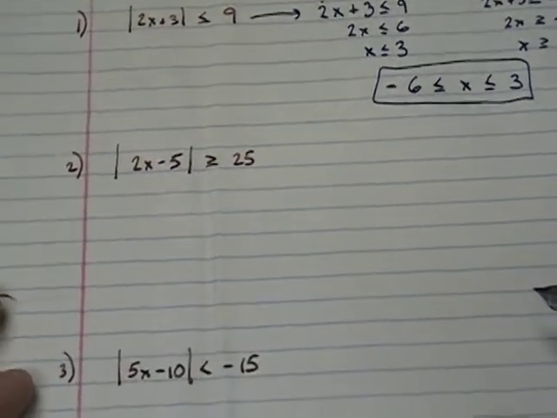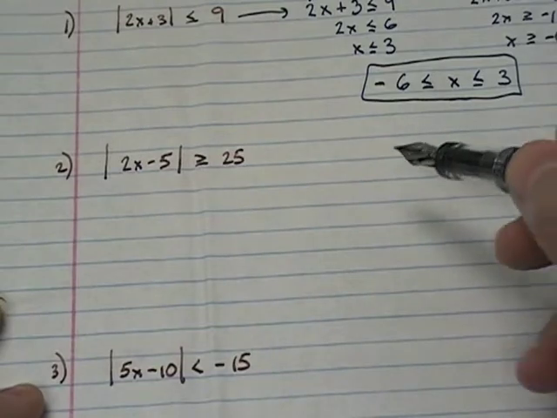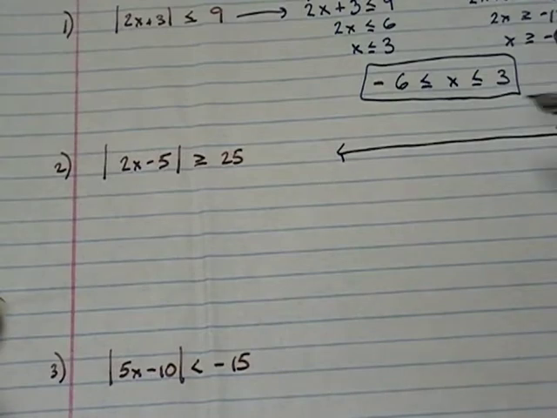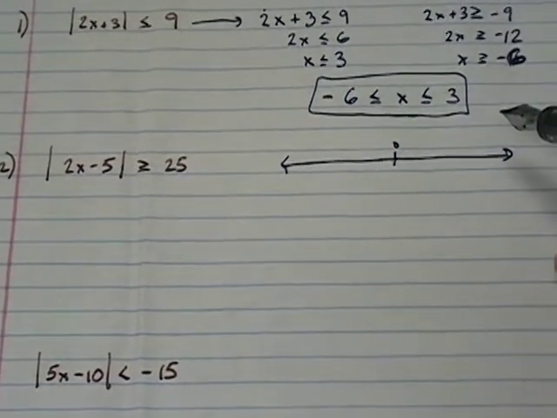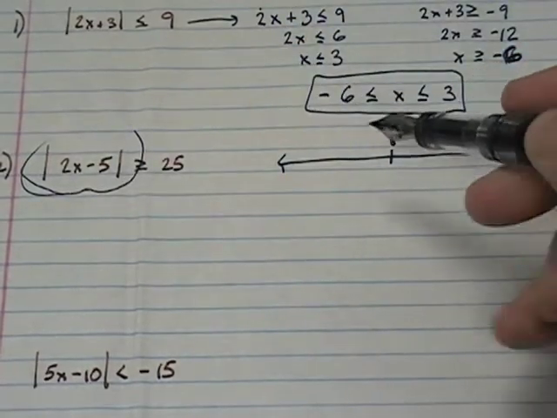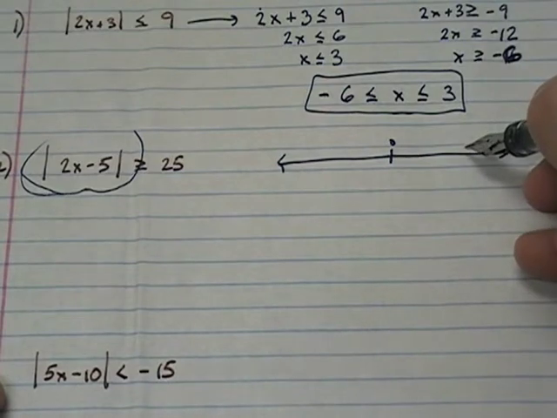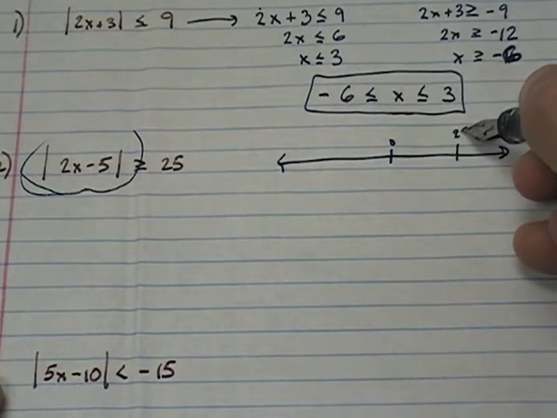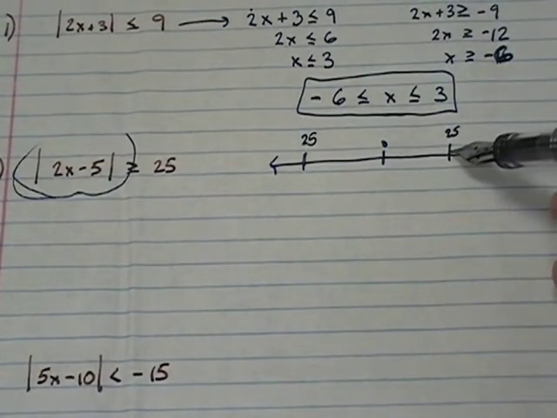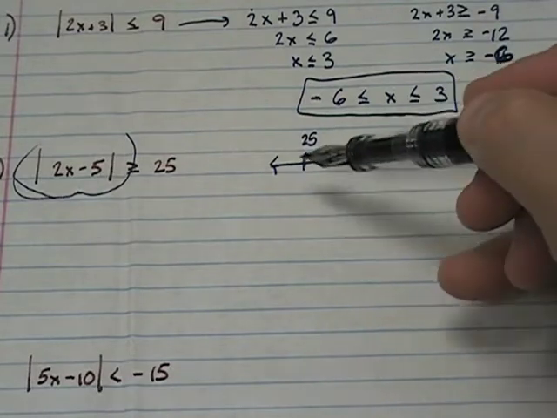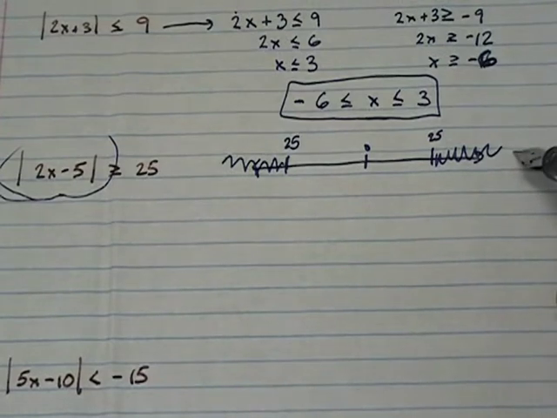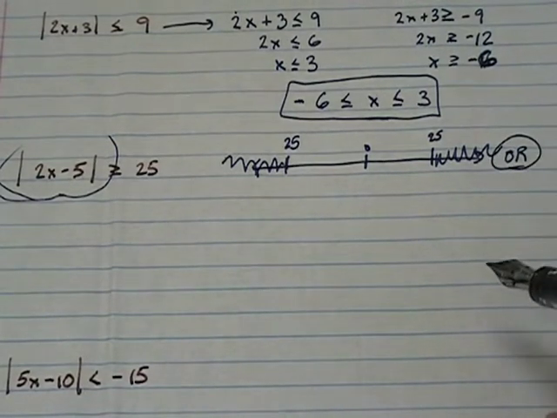So, moving on to the next one. I've got this inequality here: the absolute value of 2x minus 5 is greater than 25. Again, let's look at this on a number line. What does this mean to me? It says this quantity is going to be more than 25 steps from 0. Here's 25 steps from 0, and here's 25 steps from 0. More than 25 steps from 0 would be shaded this way, or shaded this way. And that is an or inequality.